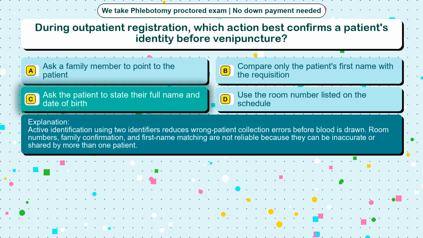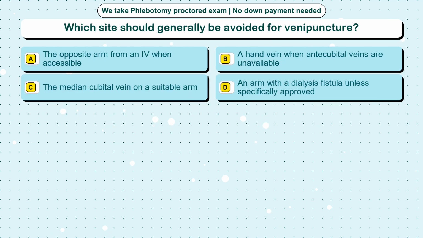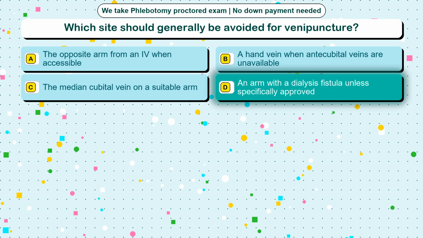Question 33. Which site should generally be avoided for venipuncture? Option A. The opposite arm from an IV when accessible. Option B. A hand vein when antecubital veins are unavailable. Option C. The median cubital vein on a suitable arm. Option D. An arm with a dialysis fistula unless specifically approved. The correct answer is option D.